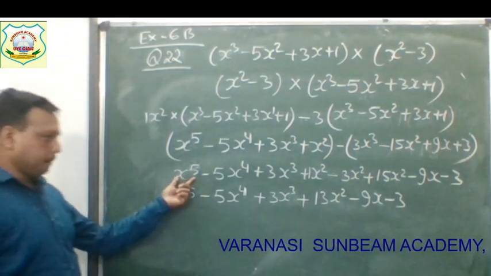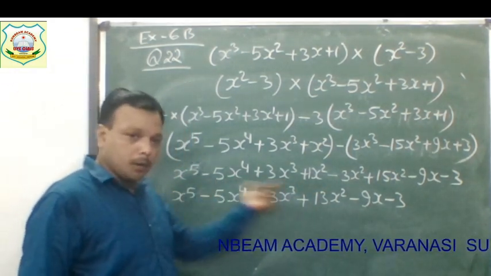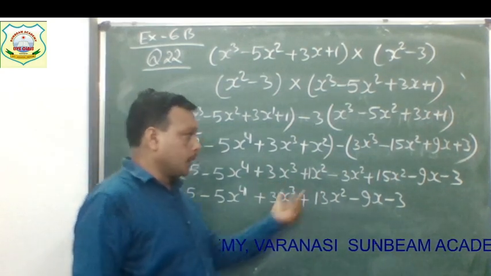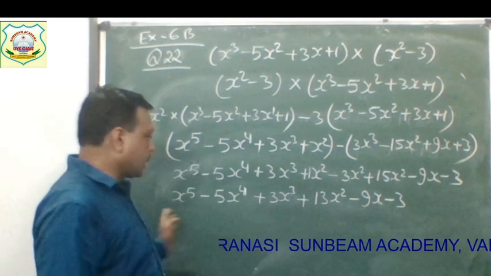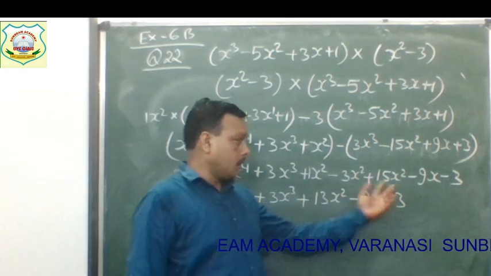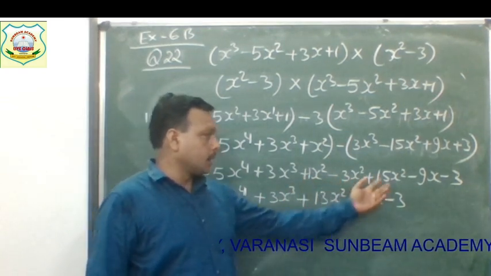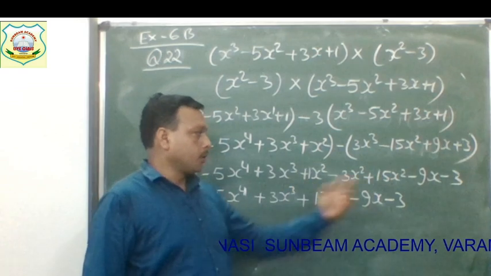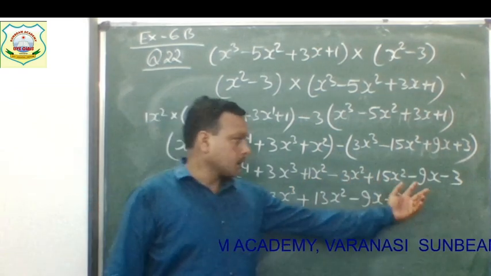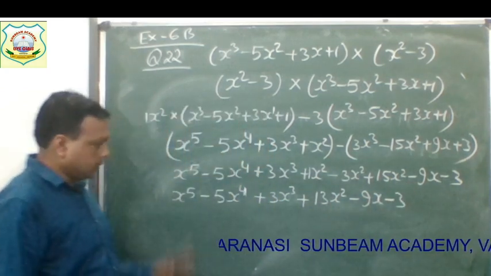For x power 5, there is no other term here. For minus 5x power 4 and plus 3x cube, there is also no other term, so we are not taking them as like terms. x square, 3x square, and 15 all are like terms, but the signs are different: plus, minus, and then plus. Plus will be plus, 15 plus 1 is 16, and 16 minus 3 is 13. Minus 9x, no other term here, and minus 3. Clear, students? So note it down here.